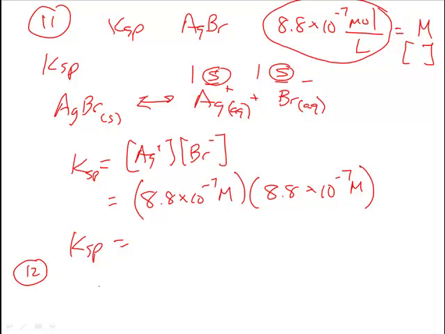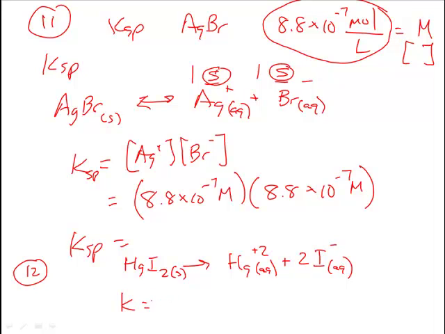Now, number 12 is a little tricky because the formula is different. HgI2 breaks up into Hg and I2. What would be the K expression for this one? If this is solid and these are both aqueous, K equals what? So we do need to be able to do this for the test. This part of the problem.